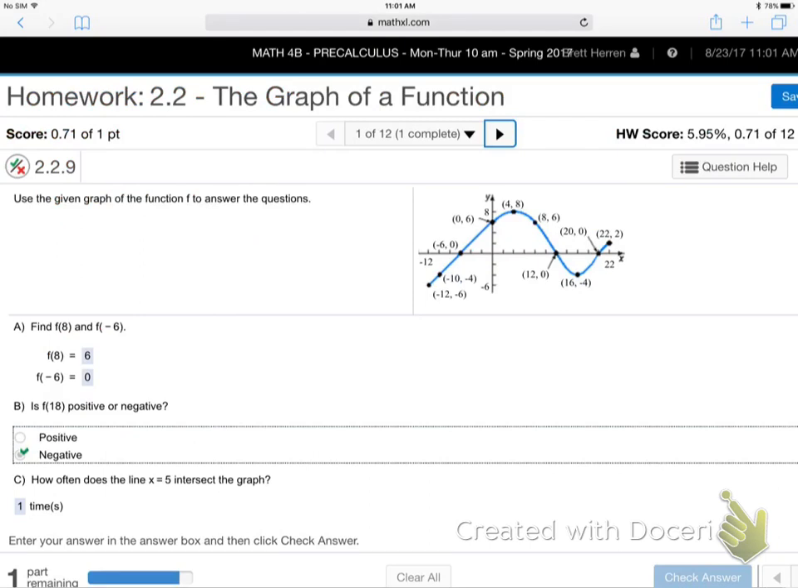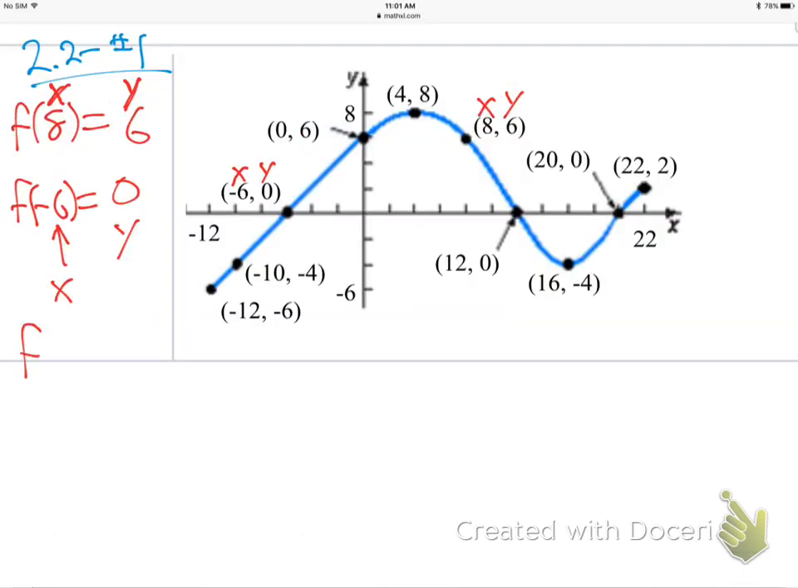They say, is f of 18 positive or negative? So that's the next question. F of 18, is it positive or negative? So look at that. Let me give you a second. See if you can answer that. The key is, remember, what is the 18? Is that an x or a y? Yeah, it's always x, so that's the key. So go to where there's an x value of 18. Now, there's not one listed, but you can see about where that dot is, right?